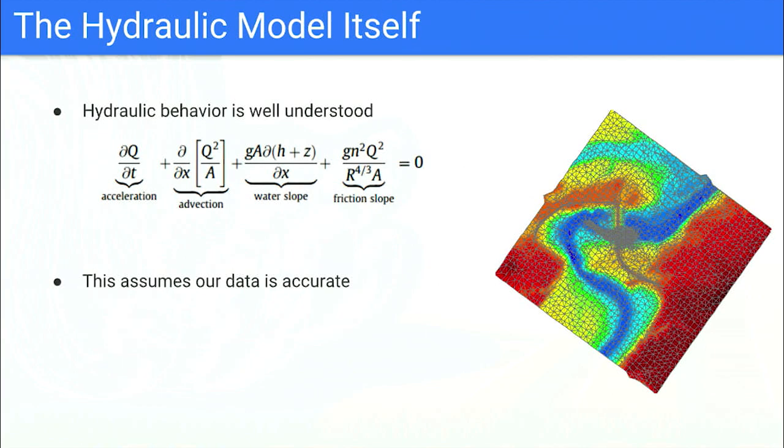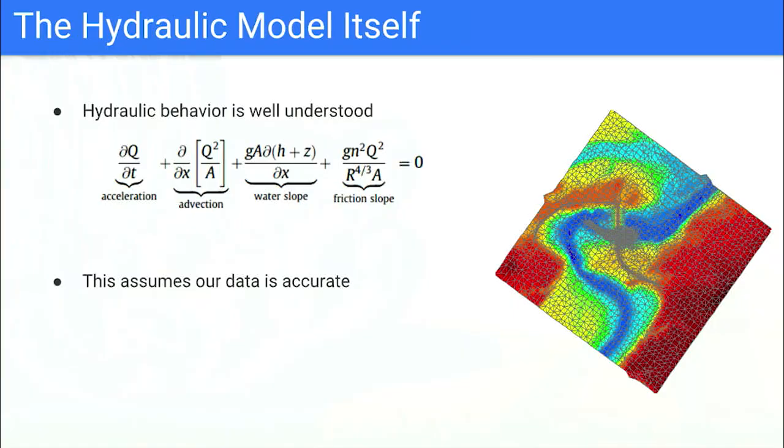This hydraulic model is just a finite element solution to the Saint-Venant equations, or the shallow water equations, which are actually a specific case of the Navier-Stokes equations that Michael has mentioned earlier, and actually a relatively simple case. For the types of events we care about in flood forecasting, we can even ignore the advection term there, leaving us with a fairly simple partial differential equation. But for this to work well, we have to assume that our data is accurate. And very often, it isn't.